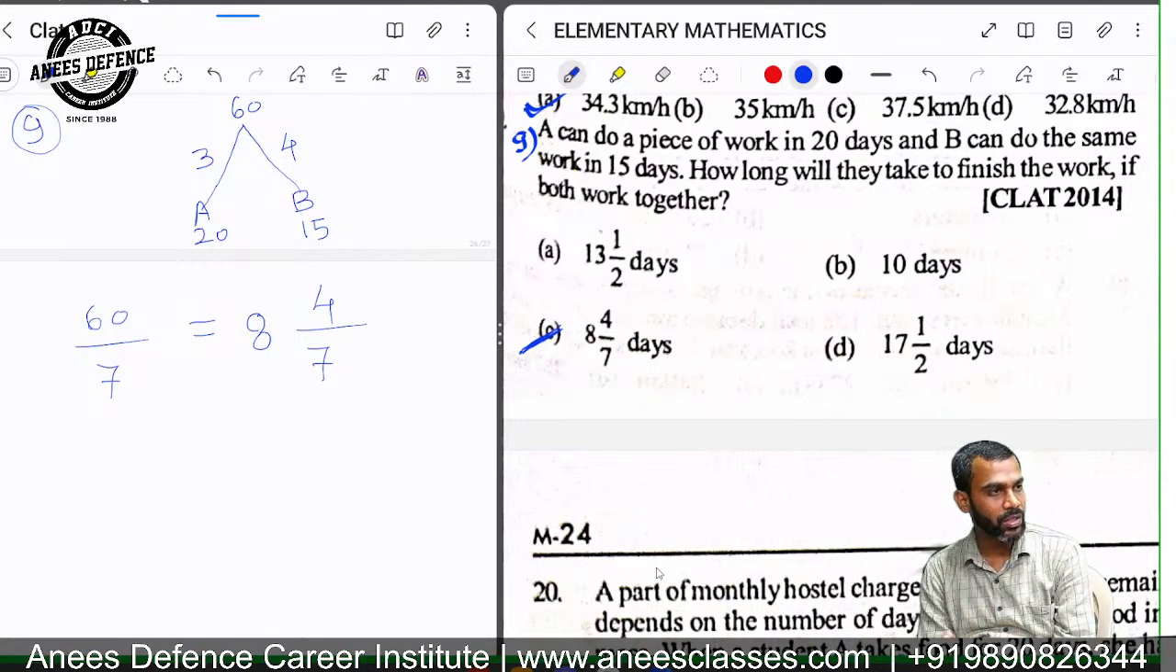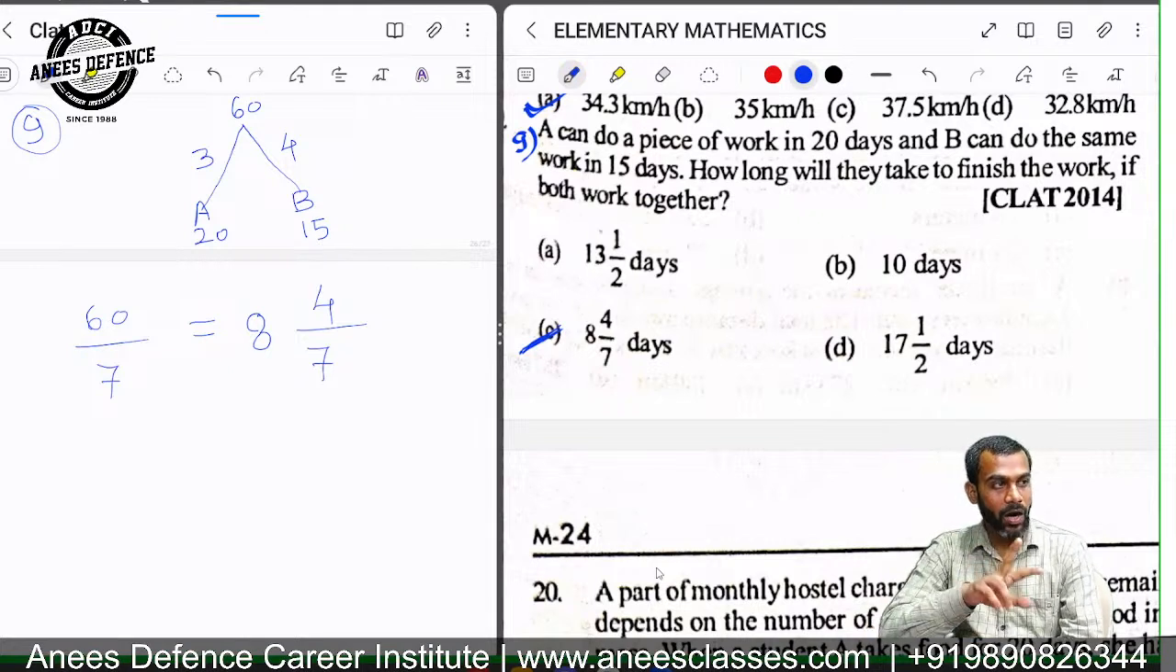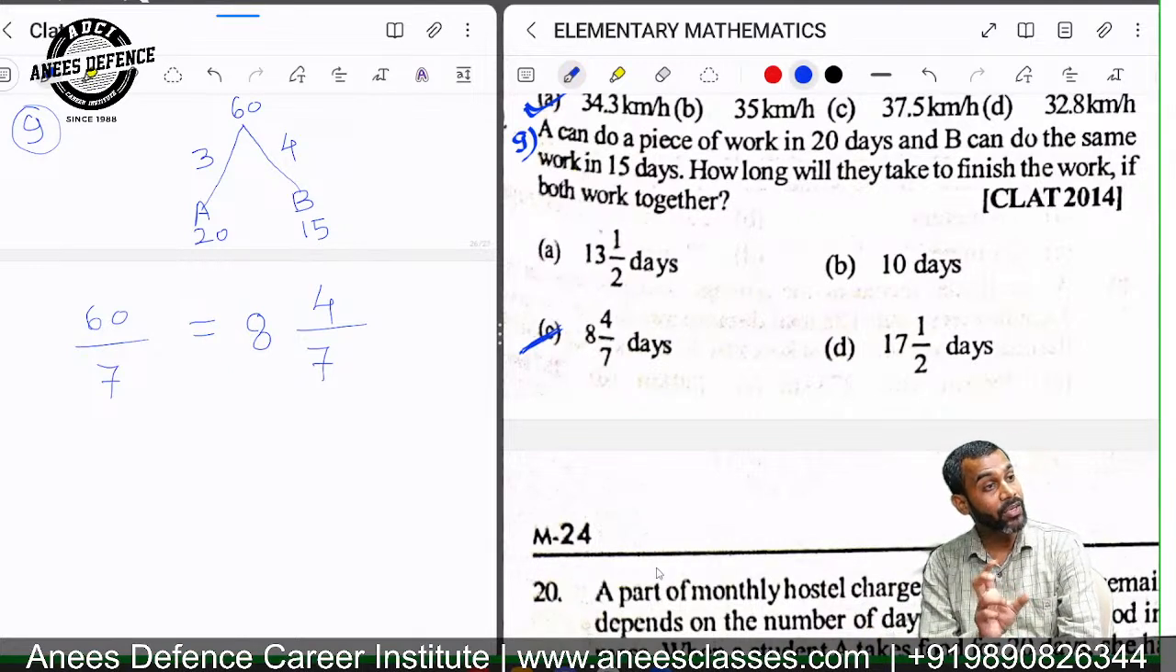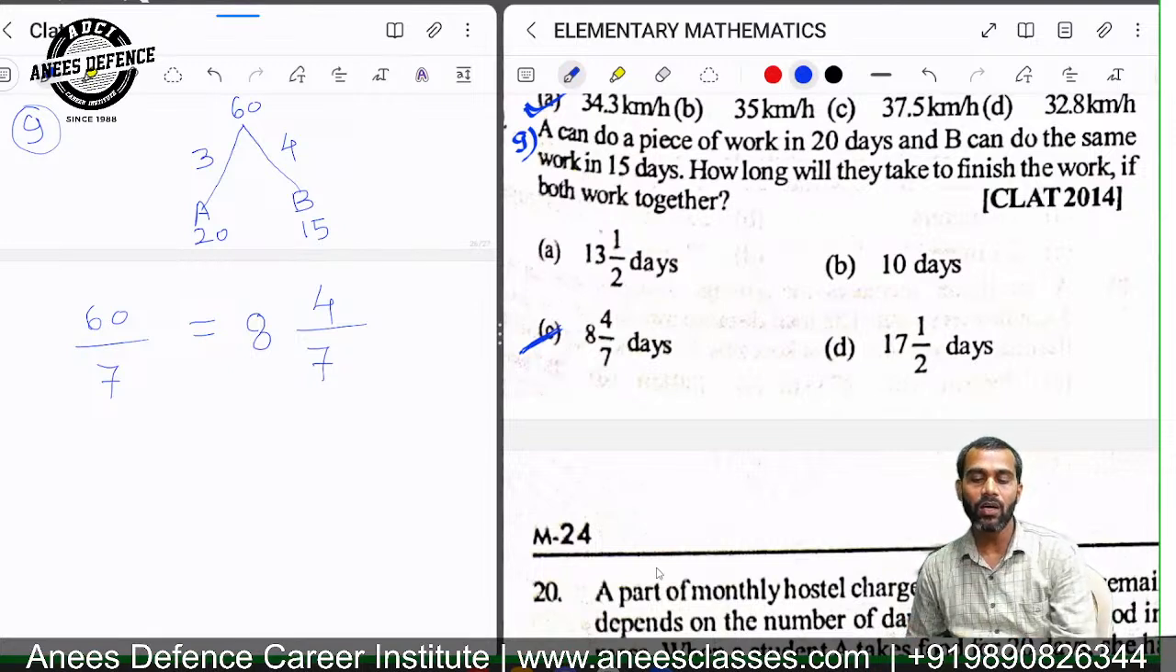A starts the work. On the first day, A will work. So how many units will he work? He will work 3 units. On the second day, 4 units. So after every 2 days, 7 units of work will be completed. So how many pairs will be needed to finish the work, which is 60 units?